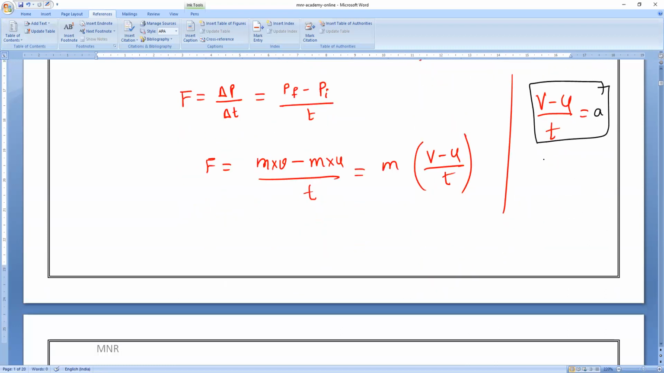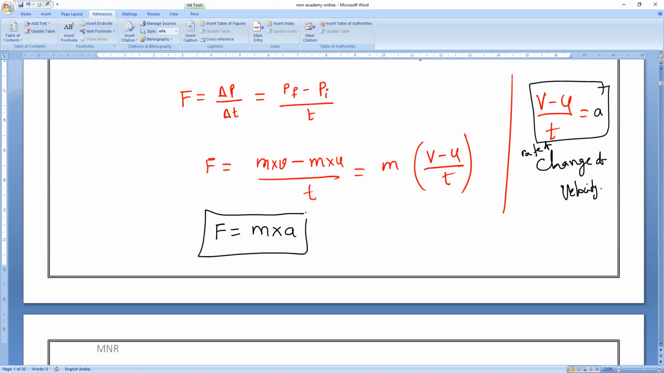Acceleration. Rate of change of velocity. Am I right or wrong, everybody? Rate of change of velocity is only called acceleration. So force F is equal to m into (v minus u) by t. We can write it as m into a.